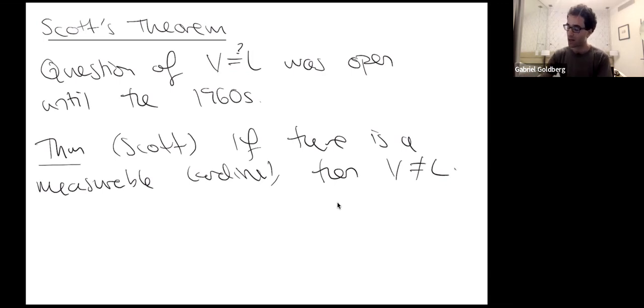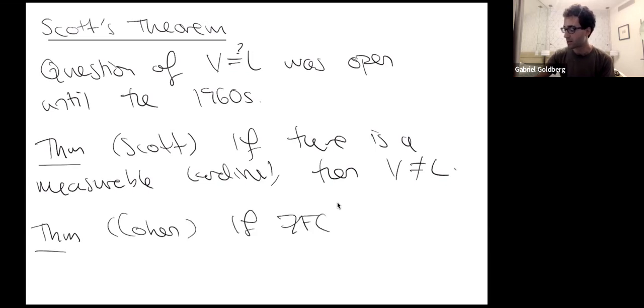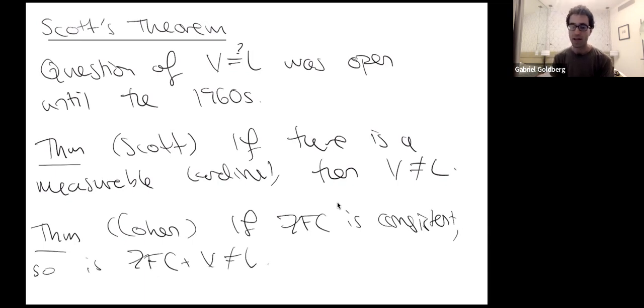Of course, a couple of years later, Cohen proved in ZFC that if ZFC is consistent, so is ZFC plus V is not equal to L. So the idea behind Cohen's proof, I mean, it's just forcing. You take a model of, say, V is equal to L, and you can expand it to a bigger model that satisfies that V is not equal to L, but has the same ordinals.